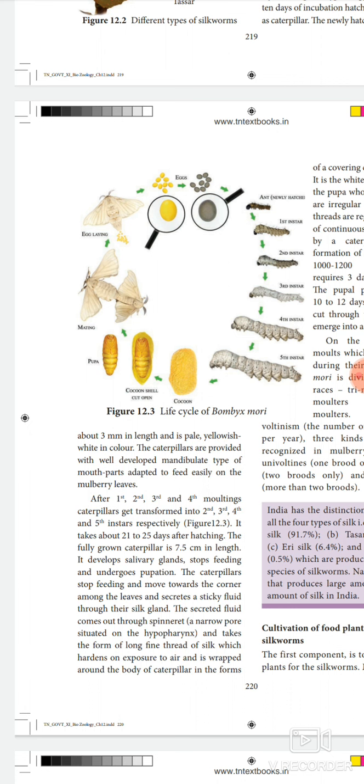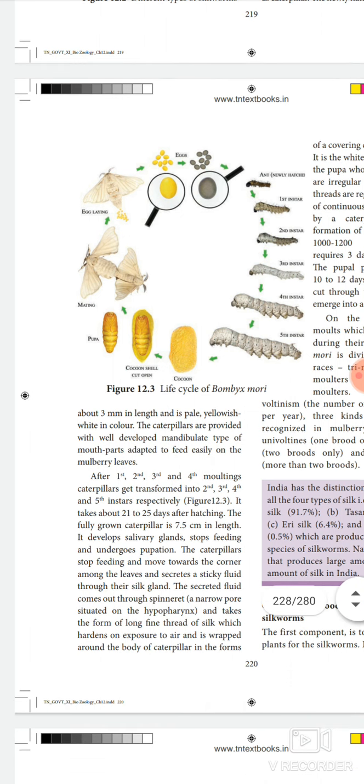Then the cocoon is formed, the cocoon shell is cut open, the pupa is formed, then mating or coupling, then again egg laying. In mating and coupling, both male and female are joined. If they are not separated, they will die. After the coupling, 1 to 24 hours are taken for laying eggs. A single moth lays about 400 to 500 eggs depending upon the climatic conditions. So this is the life cycle of Bombyx mori.